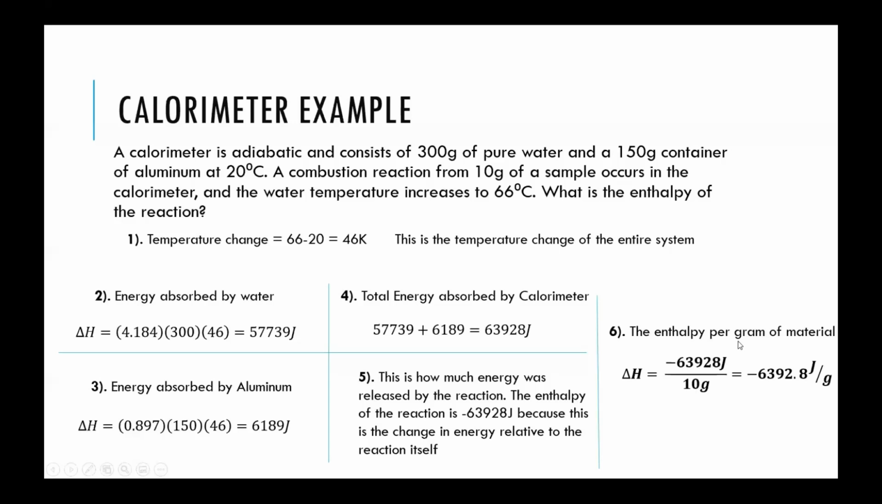So you can also get the enthalpy per gram. The example lists a mass of 10 grams. That means that for every 1 gram of substance, there was 6,392.8 joules of energy that was released from the reaction and absorbed by the water and the calorimeter.